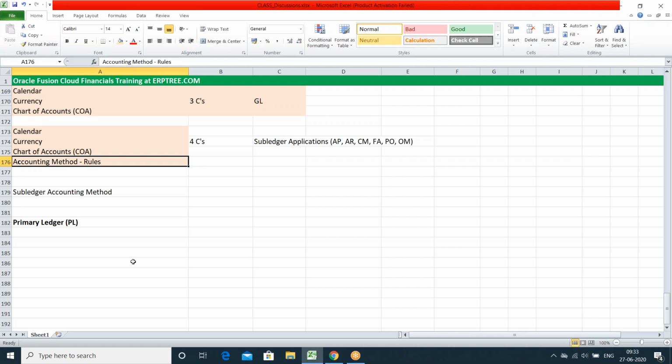Now the summary of this whole discussion is, to create the transactions in the system, we need a primary ledger. With the help of the primary ledger only, we can create the transaction. Inside the primary ledger we have: calendar to capture the date, currency to address the amount, chart of accounts to capture the description, and accounting method to generate the accounting entries for subledger applications. So this is what we have to understand. Any questions here, please?